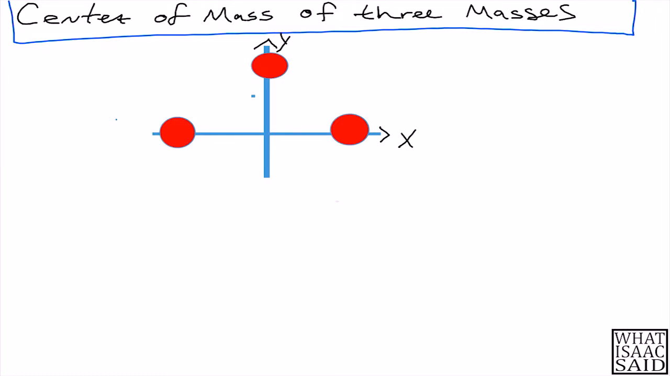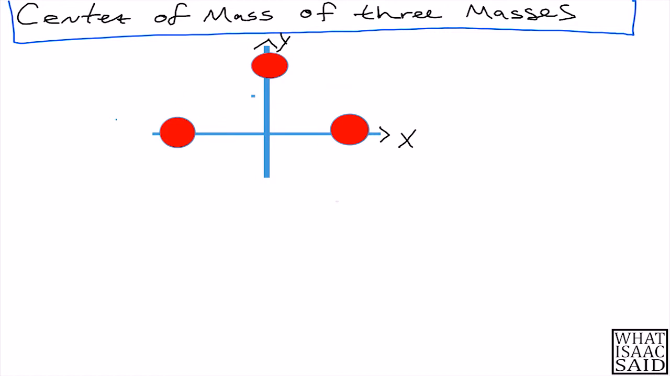Hey guys, today we're going to be doing a center of mass problem, and here we have a center of mass of 3 masses problem. So here's my coordinate system. I have 3 masses. These circles represent the masses on this coordinate system, and I want to find the center of mass of these 3 objects combined.